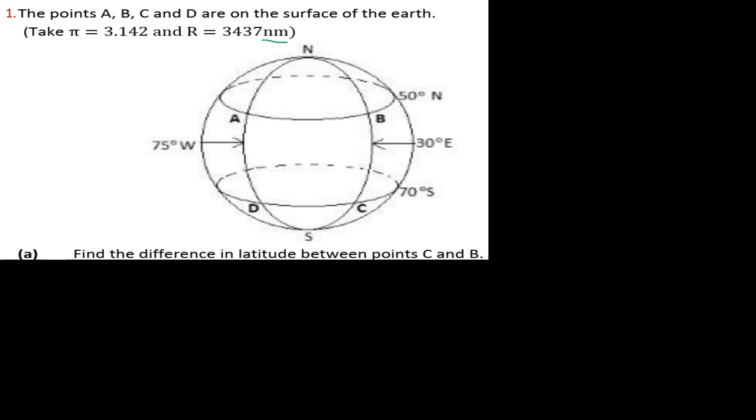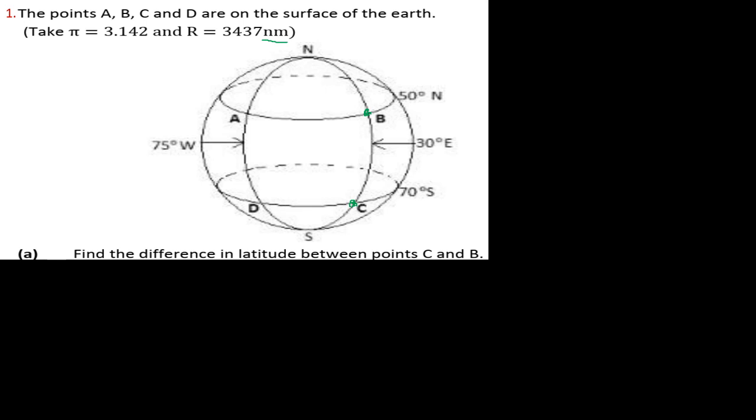Okay, so this is the Earth and the points on the Earth. Then the first question says find the difference in latitude between point C and B. So you have point C there and point B there, and they want you to find the difference in latitude. They don't want you to find the distance. One thing you should know is that latitudes are simply lines that run horizontally. Okay, so these are latitudes. Then longitudes are the lines that run vertically in this case.